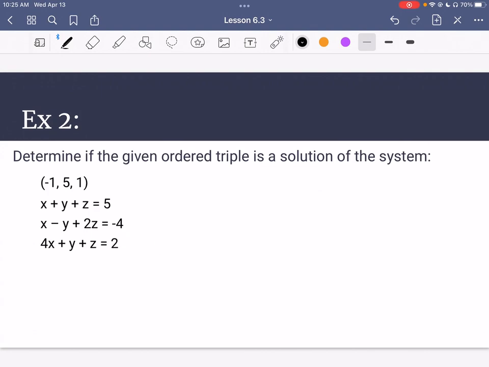Example number 2, this is just another example of checking if an ordered triple is the solution to the system. I'm going to skip this because if you have already done that the last couple examples, you should be okay. It's the same exact process. You would plug in the negative 1 for the x's here, you would plug in the 5 for the y's here, and you'd plug in the 1 for the z's. And then this one, if you do want to actually practice this just to confirm that you're understanding it, this one actually does check out. It is going to end up being a solution to the system. So feel free, you can work that out on your own if you'd like.